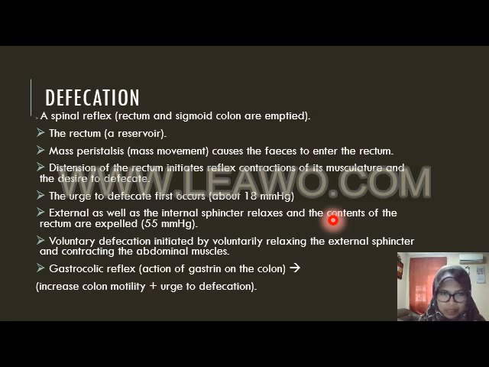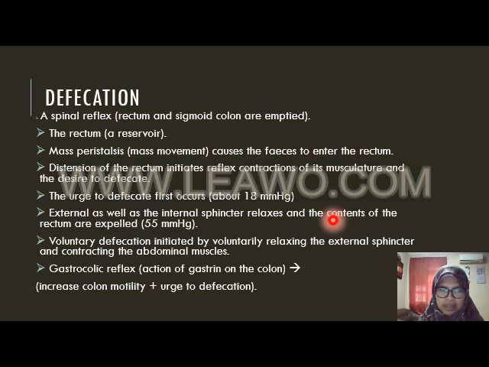Mass peristalsis, which is the same as mass movement, causes the feces to enter the rectum. Distension of the rectum initiates reflex contraction of its musculature and the desire to defecate. The urge to defecate first occurs with a pressure of about 18 mmHg, and the external as well as the internal sphincter relax and the contents of the rectum are expelled.